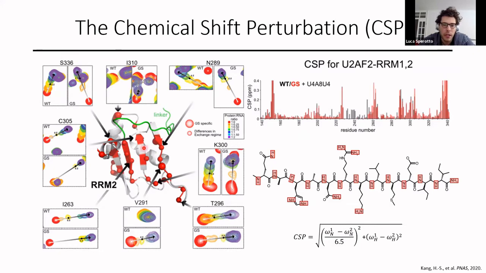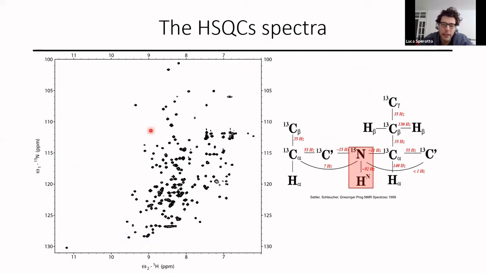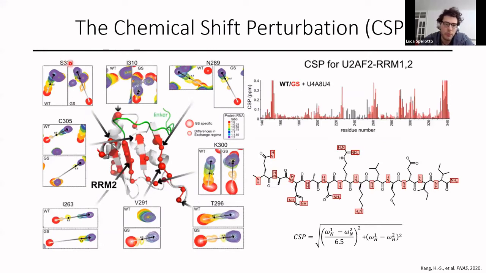of certain amino acids. I forgot to mention that usually when we have this spectrum, we also have the assignment, so we know for each peak which amino acid is responsible for this peak. So for example, we know that this is glycine number 81, this is arginine, and so on. And if we also have the structure, knowing which amino acid is responsible for each peak, we can plot the peaks that are changing on the structure of our protein. This gives you an idea of the surface that is affected by the change of the environment.